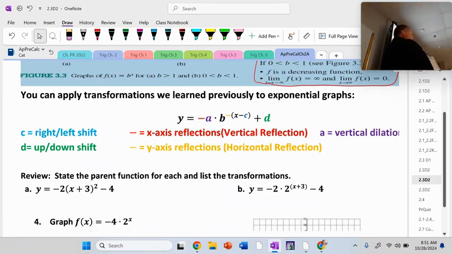But we should know these reflection components or transformations total. Okay, so up, down, right, left shifts for sure. The up, down shifts are going to be the biggest.